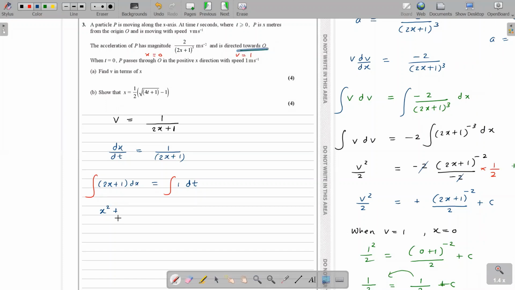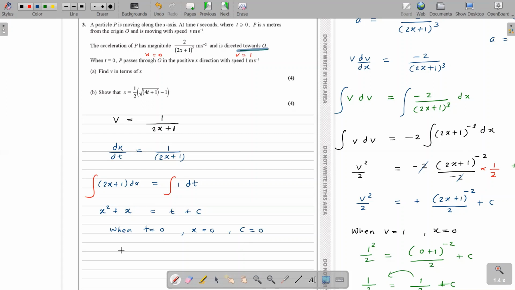So 2x squared divided by 2, plus the integration of 1 with respect to x is x. Agreed? Then on this side, when you integrate 1 with respect to t, I get t, and don't forget the plus c. So once again, you have to find the c. They have told you at time 0, x is 0, which once again tells you c is 0. When time is 0, x is 0. So when all of these are 0, you get c equals 0, right?